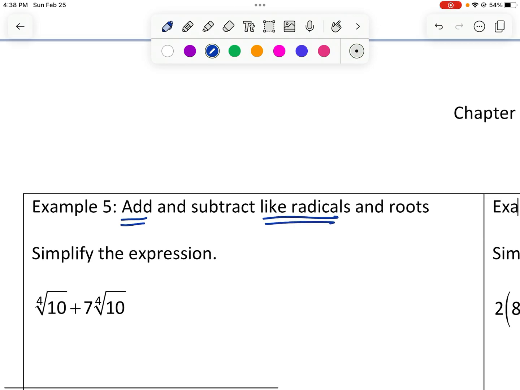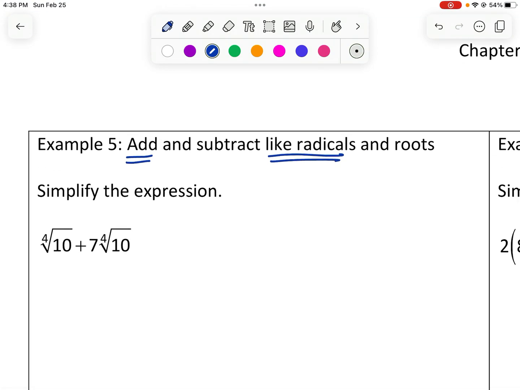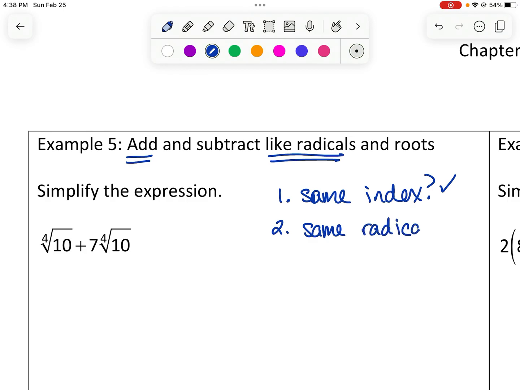So here, the question you have to ask yourself is, 1, do we have the same index? Here, yes, the index is both 4. The second question that you need to ask is, do we have the same radicand? Remember, the radicand is the number inside of the root. Yes, we do. So 1 4th root of 10 plus 7 4th root of 10 is 8 4th root of 10.